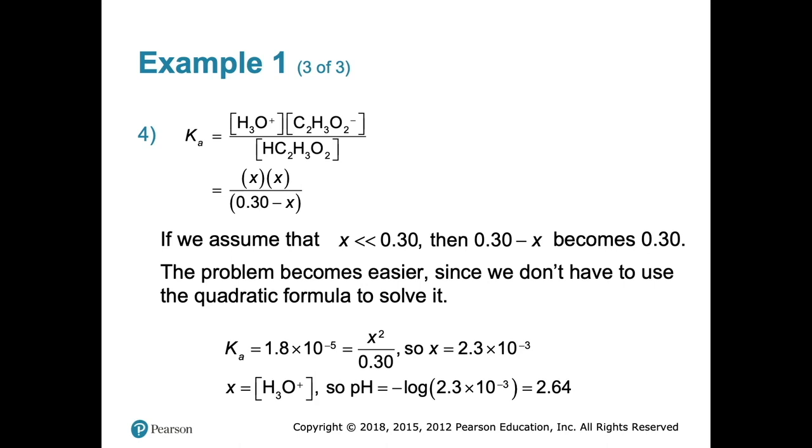Does that make sense? Everybody got that? So if x equals that, all you have to do is take the concentration of this, by doing the negative log, because this is a concentration. And if you do the negative log of the hydronium ion concentration, what do you get? You get the pH. Does that make sense?